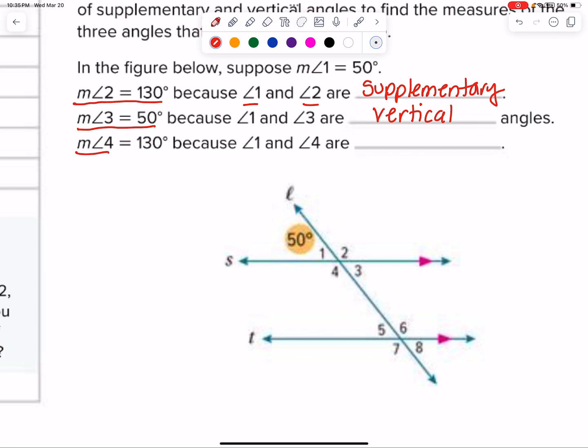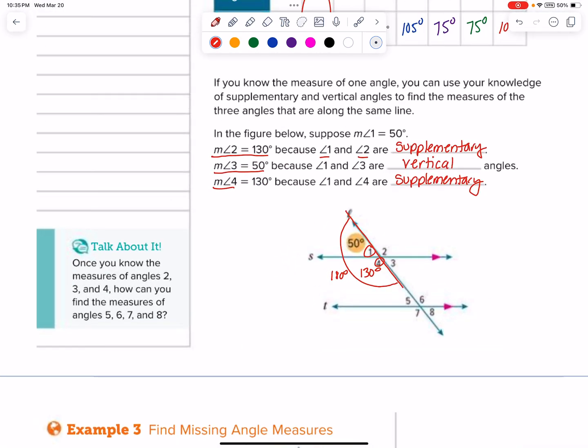The measurement of angle 4 we know is 130 degrees. How do you know that? It says because angle 1 and angle 4 are what? Well, they're both sitting on this straight line here, right? And they're adjacent to each other. And we know they equal 180 degrees. So what are they if they are sitting on this straight line and are adjacent to each other? They are supplementary. Okay, good job.